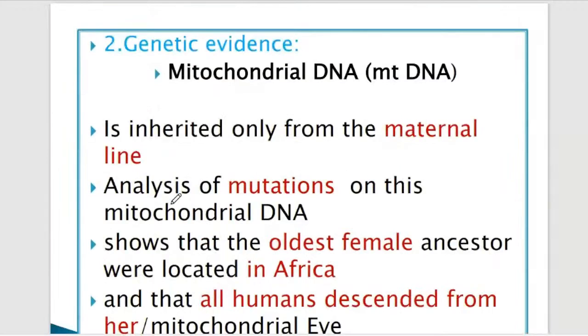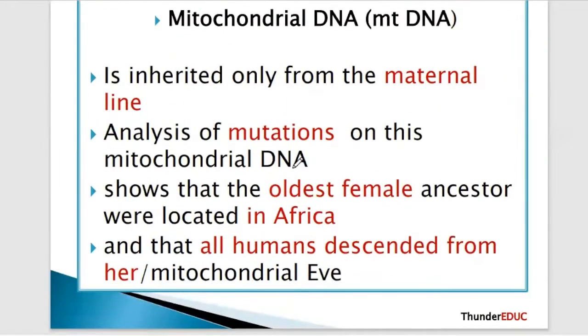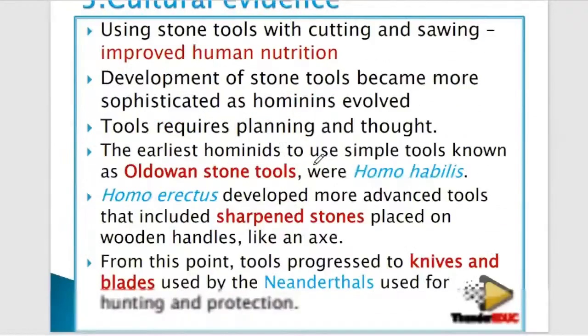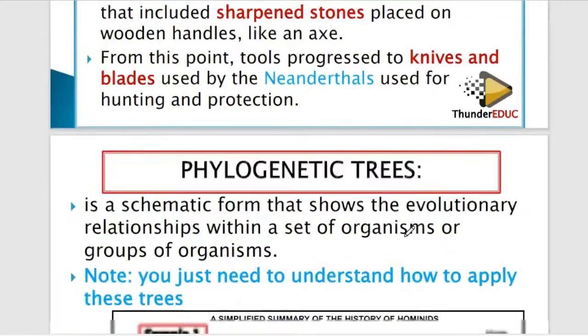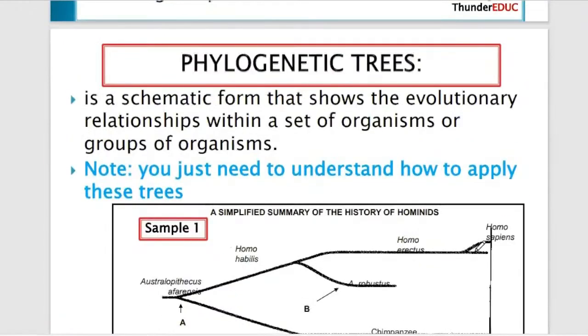Mitochondrial DNA, that's genetic evidence. Here you just talk about where the oldest female was discovered. Is it clear? Then cultural evidence: you talk about the oldest tool, which is Oldowan, discovered in Africa. So basically that's what you need to talk about. Lastly is the phylogenetic tree.